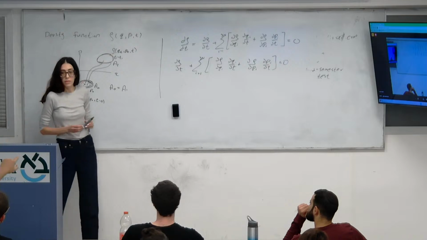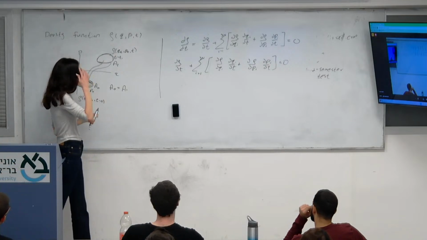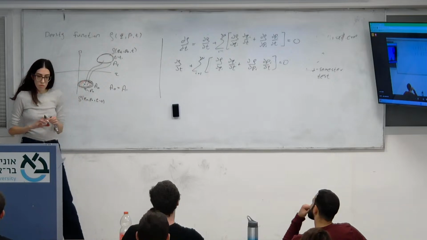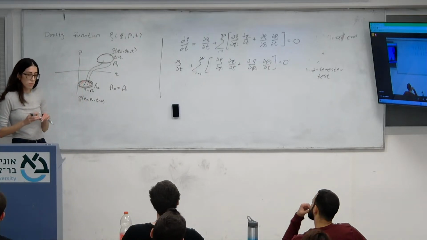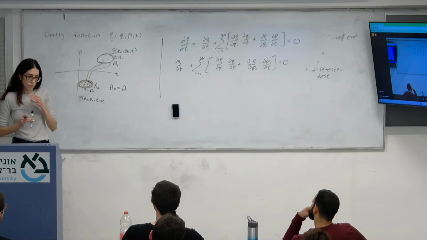So yeah. You said you want it to be 0 because rho is just conserved. Yes. It's not at a point. It's conserved as a function of time. Okay.